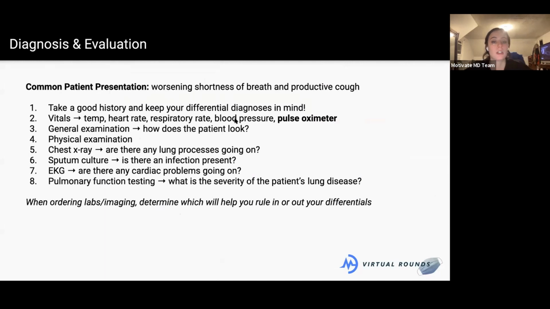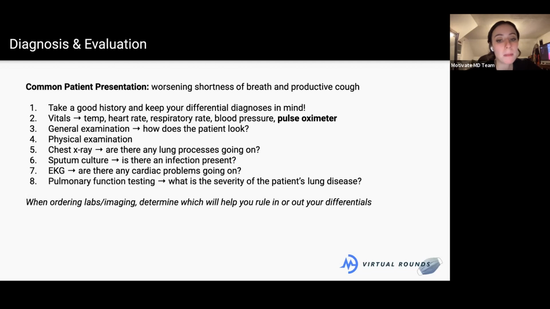So you want to take a really good history. You want to know what your patient's feeling. You want them to describe it to you. You want to ask questions that will expand on the chief complaint they come in with, and this helps keep your differentials in mind. Always get vitals. Obviously with COPD, a pulse oximeter is super important because that will measure the O2 sat.